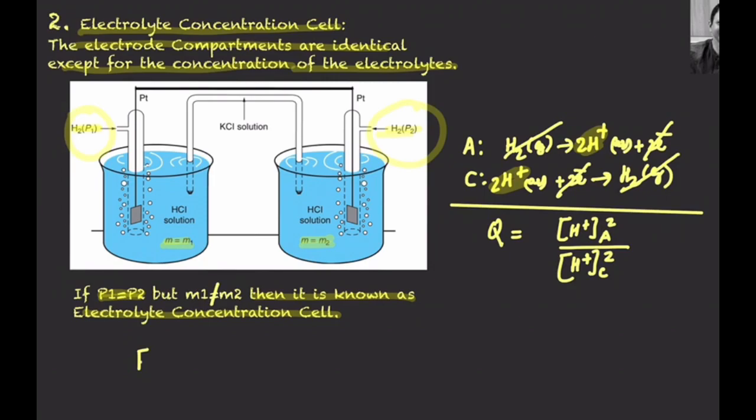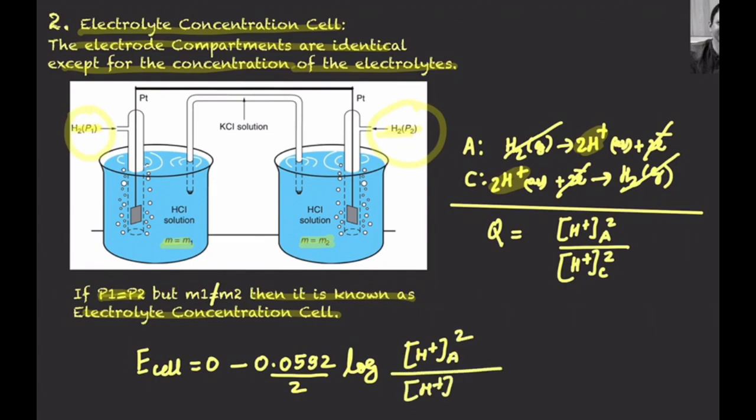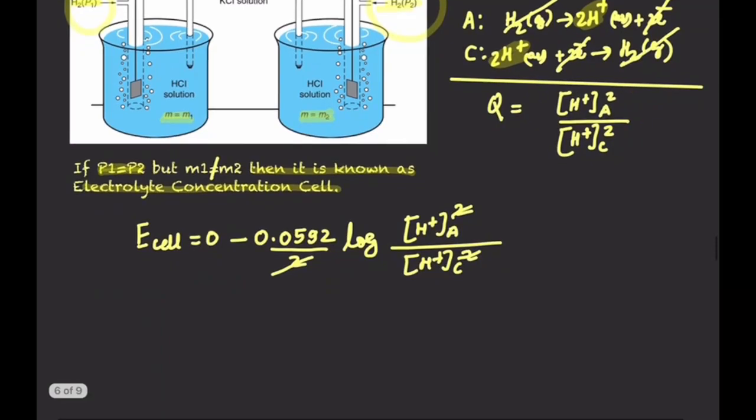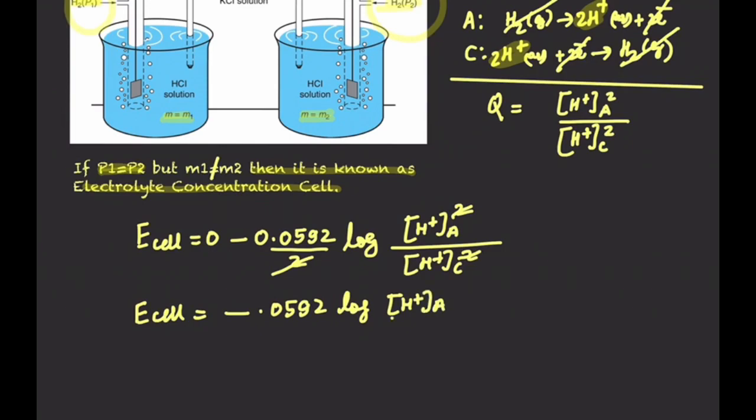If we write what is the EMF of this concentration cell, since E naught cell is equal to 0 at room temperature, it is 0.0592 upon the number of electrons participating in this overall reaction, which is 2, log reaction quotient, that is concentration of H plus ion in anodic compartment whole square upon concentration of H plus ion in cathodic compartment whole square. So this 2 and 2 will cancel out. If we further simplify, we can say that EMF of this cell is equal to minus 0.0592 log concentration of H plus ion in anodic compartment upon concentration of H plus ion in cathodic compartment.